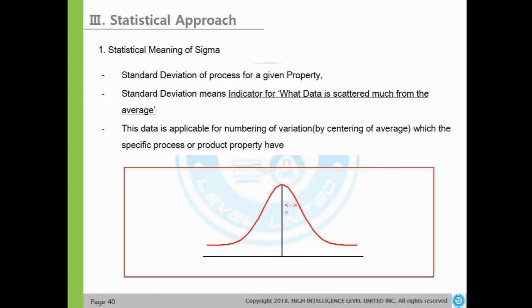The first one, statistical meaning of sigma. Sigma is the standard deviation of a process for a given property. Standard deviation is an indicator of how much the data is scattered from the average. This is applicable for numbering the variation around the average that a specific process or product property has.